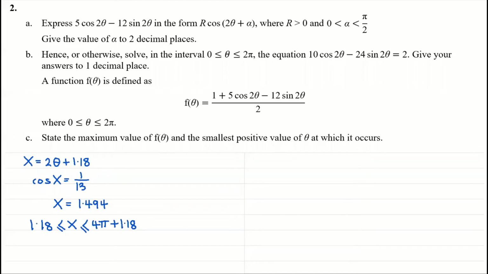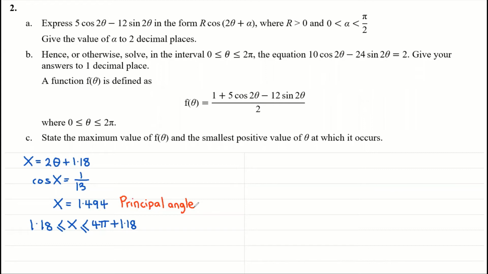Okay, just to summarize where we're up to, we made a substitution for 2 theta plus 1.18, and that was x. We are solving the equation cos x equals 1 over 13. We've got a principal angle of 1.494 radians. Now, normally I would do this in degrees, but we'll stick to radians in this case. All right, it's about 85 degrees, 1.494. And then the interval is specified just below, between 1.18 and 4 pi plus 1.18.